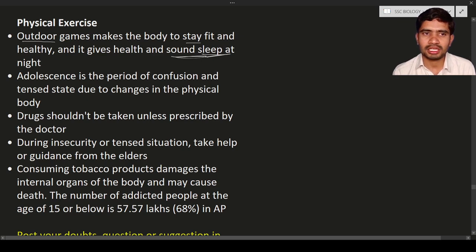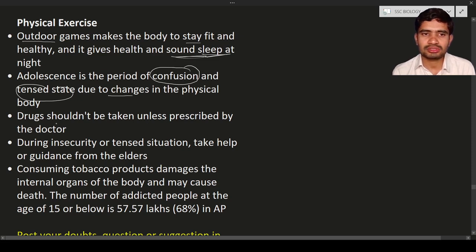Adolescence is the period of confusion and also a tense state. They have more confusion at this age, and they are more tense in this stage, due to the changes in their physical body. The body is going to change a lot. So it is a period of confusion and a tense state.